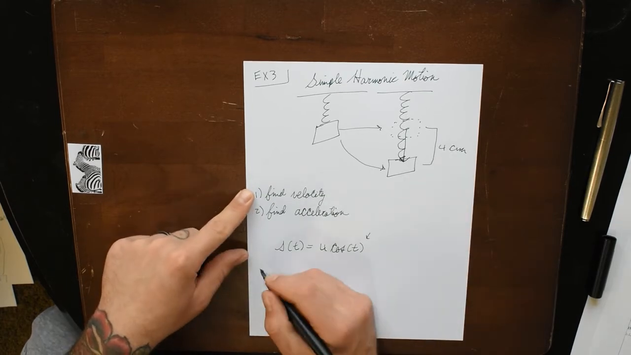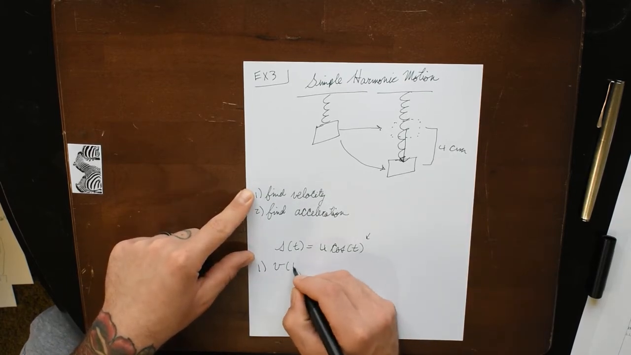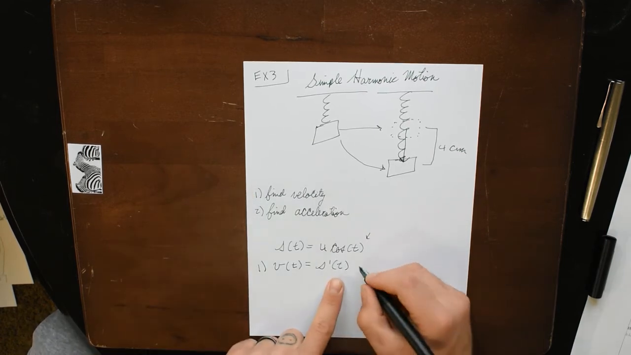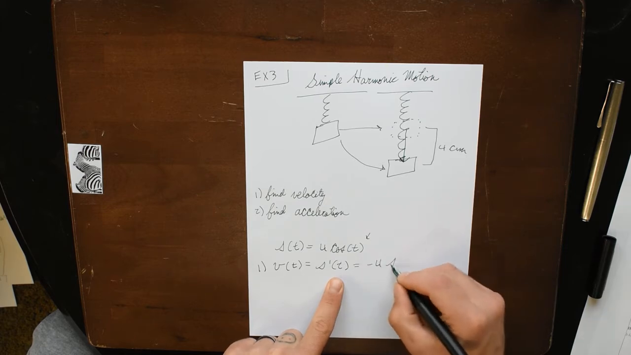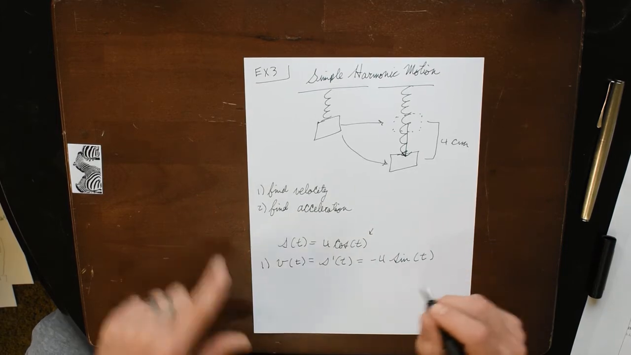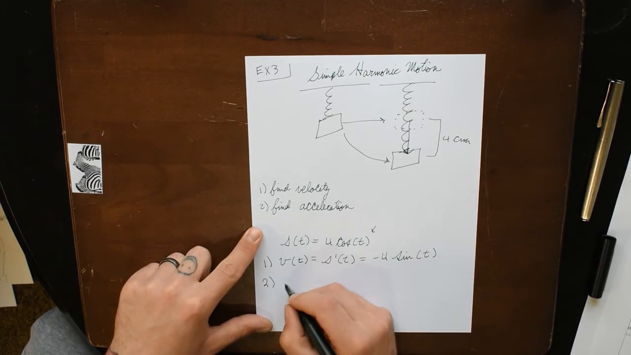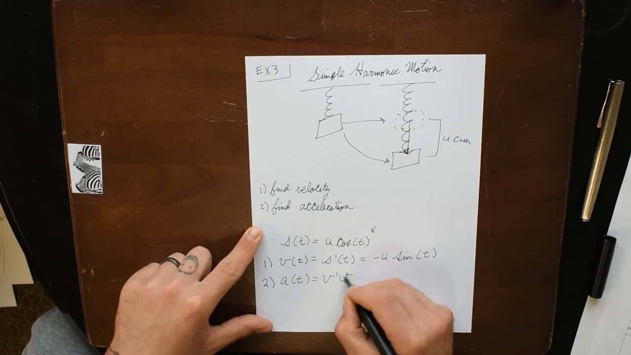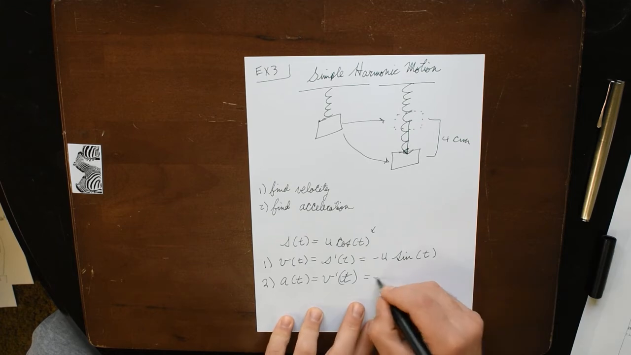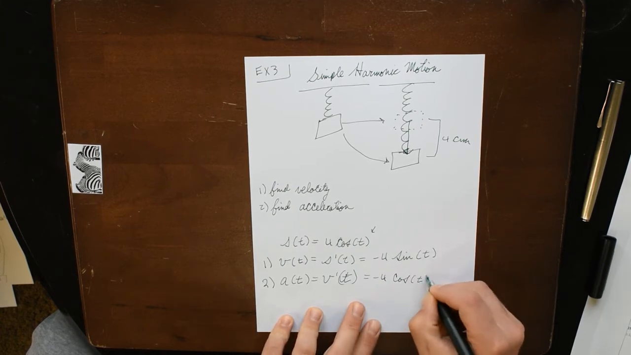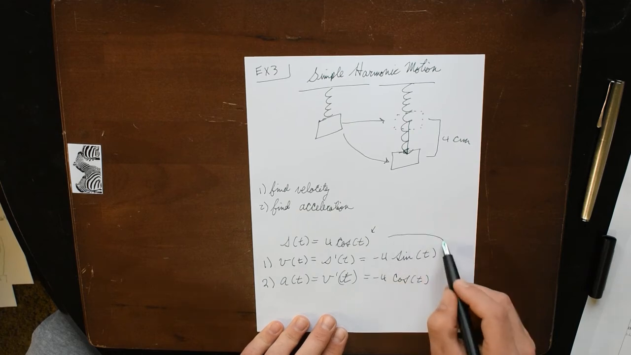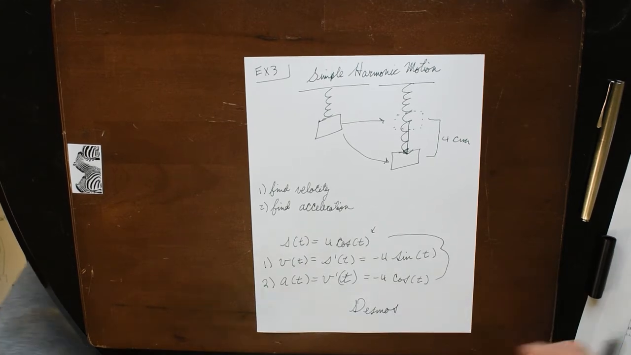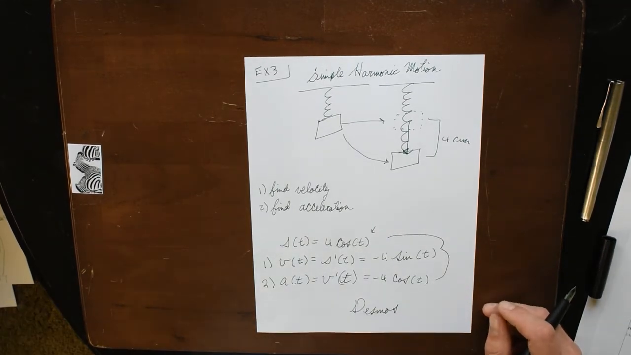So the first thing we want to do is find the velocity of this box. Well, that's the derivative of its position with regards to t, which is equal to negative 4 times the sine of t. And its acceleration, well, that's the derivative of its velocity, v of t, and that's equal to negative 4 times the cosine of t. And what we're going to do is graph all three of these in Desmos and make observations about their relationships.